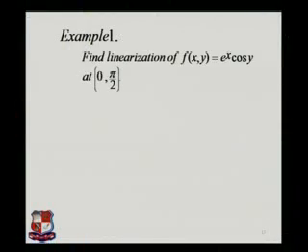Example 1: find the linearization of f of x comma y equal to e raised to x into cos y at the point 0 comma pi by 2. Now we will solve this example.